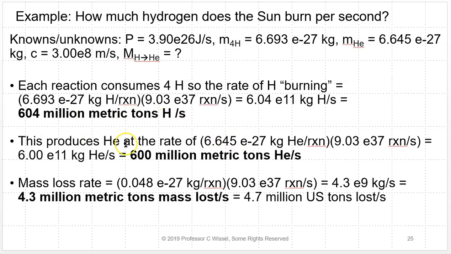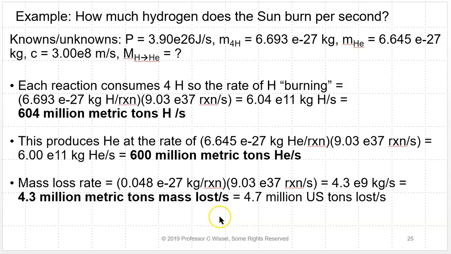This produces helium at a rate of 6.645 times 10 to the minus 27 kilograms of helium per reaction times 9.03 times 10 to the 37 reactions per second, or 600 million metric tons of helium per second. And the mass loss rate, which is what is converted into energy, is 0.048 times 10 to the minus 27 kilograms per reaction times 9.03 times 10 to the 37 reactions per second, or 4.3 million metric tons mass loss per second.